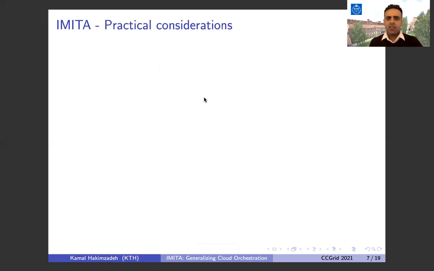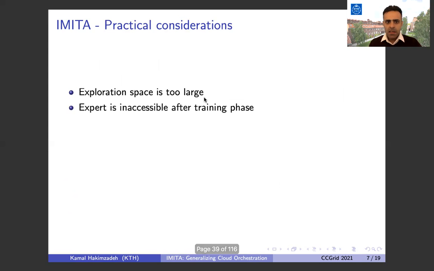What are the practical considerations that we need to take into account? First of all, the exploration space is too large. If you want to make a generic model, we need to produce a lot of examples for many configurations. It's almost impossible. The other one is that the expert is inaccessible after the training phase. We usually don't have access, in production, to experts that can produce a lot of examples.